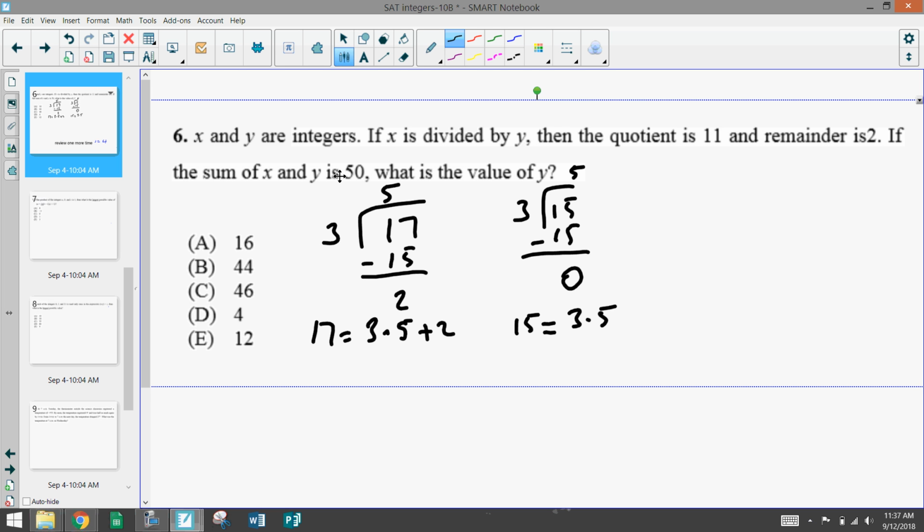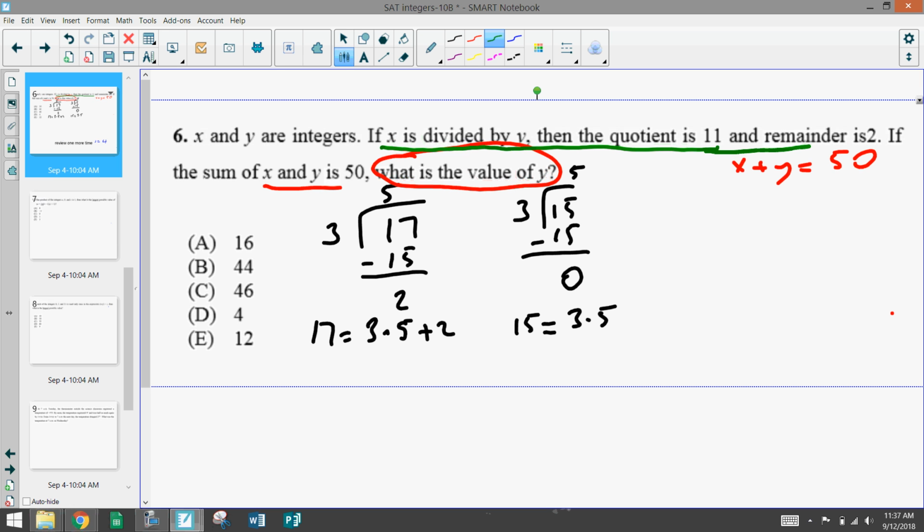Now, we have some information here. First thing, circle the question. We're going to find y. And then another piece of information: x plus y is equal to 50. Don't forget, I'm going to use it. I cannot solve this equation because there is one equation and 2 variables. I need one more equation, so I'm going to get that equation from this definition here.